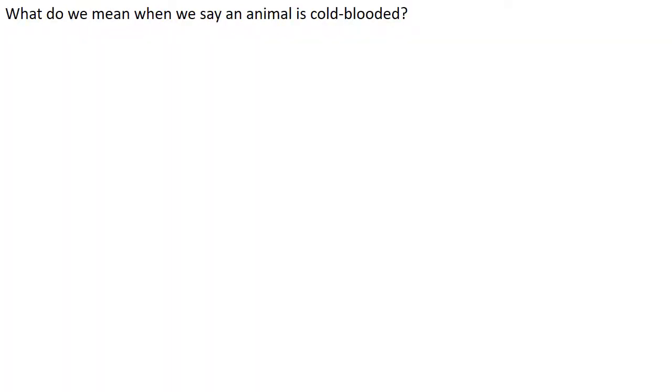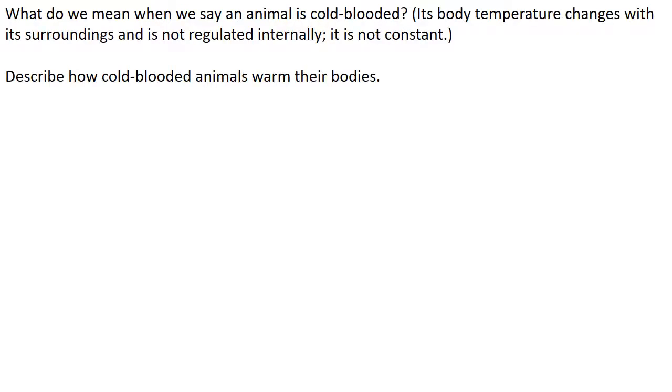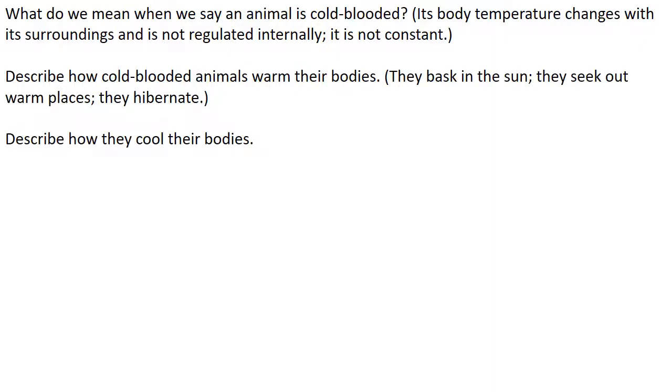Very good. Now we're going to discuss what we've learned so far. What do we mean when we say an animal is cold-blooded? Its body temperature changes with its surroundings, and it is not regulated internally. It is not constant. Describe how cold-blooded animals warm their bodies. They bask in the sun. They seek out warm places, or they hibernate.